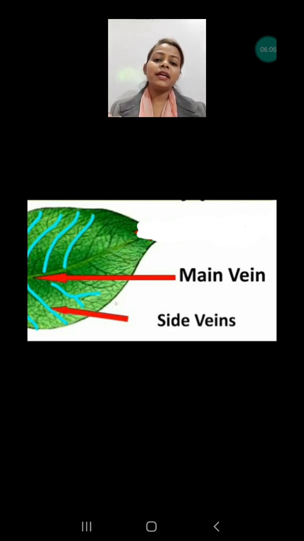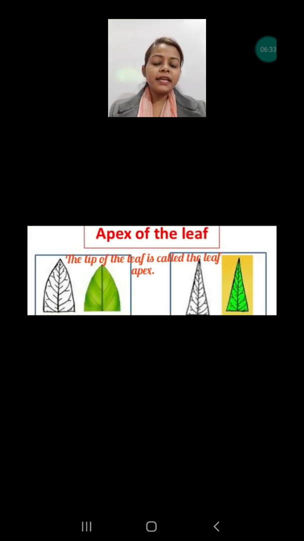That's why it carries more food and water for the leaf, and the other parts of the leaf get this food and water with the help of the side veins. So all the material can easily reach throughout the leaf. So there are two types of veins. One is the main vein, which is known as the midrib, and the second is the side veins, which are spread over the leaf.